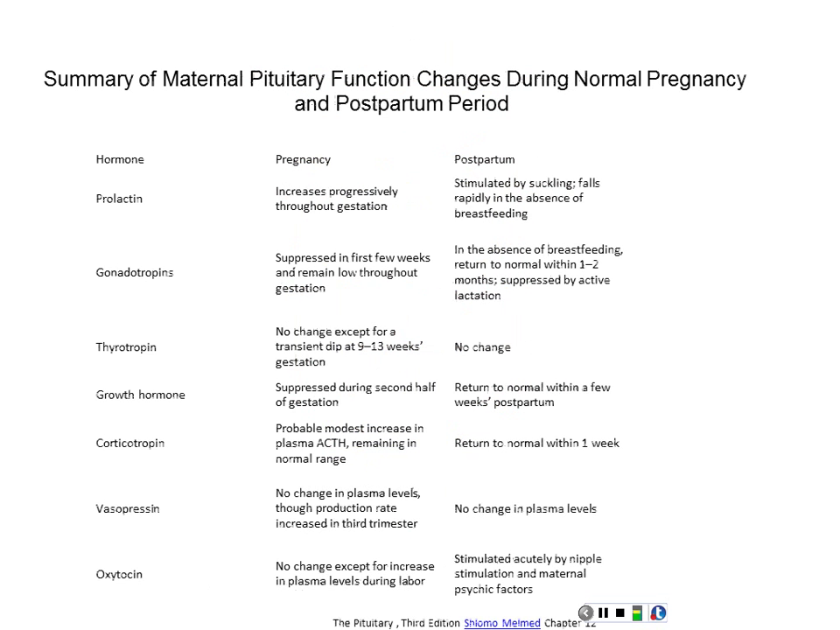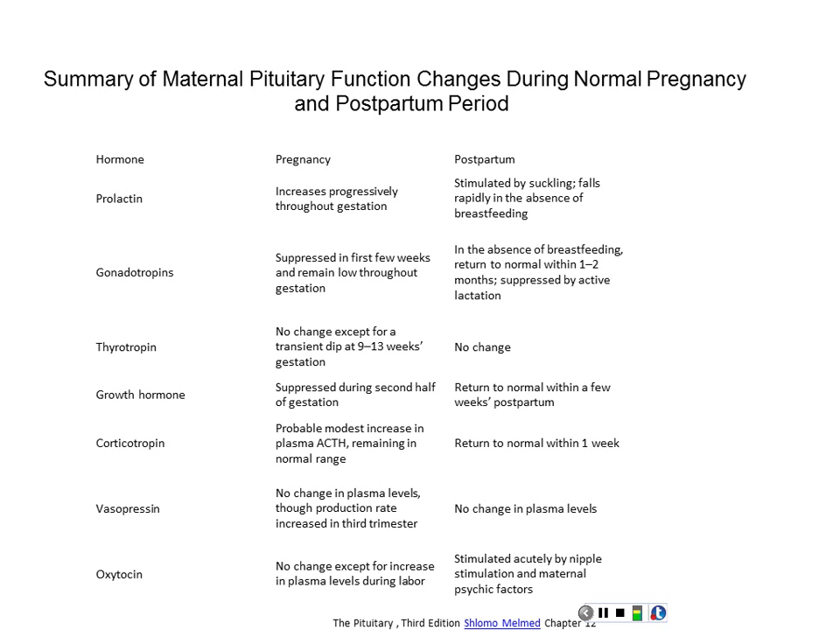So this is where we get more meat. So the summary of the maternal pituitary function changes during normal pregnancy. Prolactin will increase progressively throughout gestation, and postpartum it's stimulated by suckling, and it falls rapidly in the absence of breastfeeding. Gonadotropins are suppressed in a few weeks and remain low throughout gestation, and in the absence of breastfeeding, return to normal within 1 to 2 months.